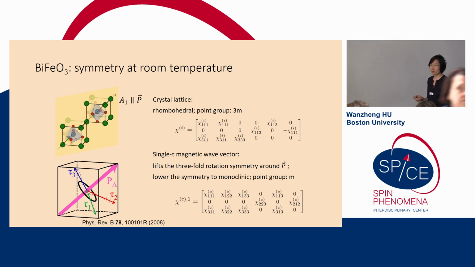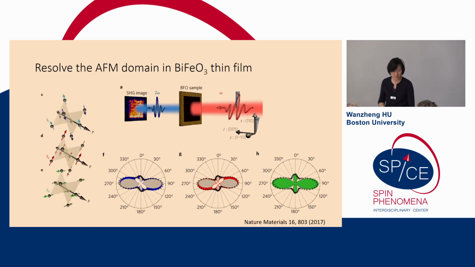For the ferroelectric part, it is determined by the structure, which has point group 3m. So we have four independent non-zero SHG tensor elements. And because this material is also a single-domain antiferromagnet, as I said, it breaks the three-fold rotation around P. So you can imagine the antiferromagnetism must further break down the symmetry of this structural point group, so that you will have more non-zero SHG tensor elements. That means when you measure the SHG, you will see different shapes of flowers coming from the ferroelectric contribution and from the antiferromagnetic contribution.